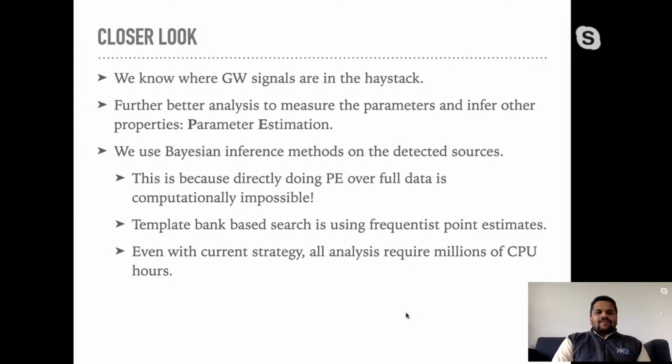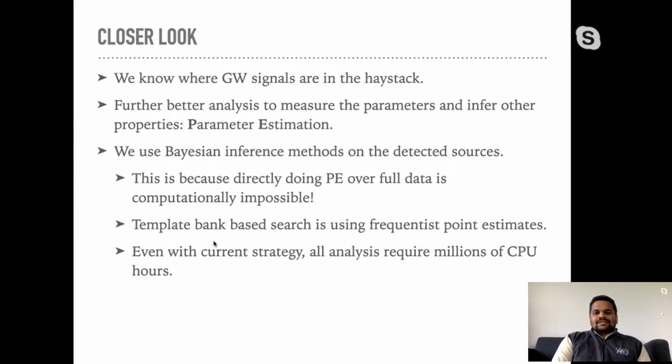Now, in years of data, we found out where particular interesting GW signals are in all that data. Now what we do is called parameter estimation, and for that we use the Bayesian inference method. And why do we do it only after searching or detecting gravitational wave events? Because Bayesian inference requires us, for each of these events, to model these gravitational waveforms many million times and calculate different values, and that is computationally very expensive.